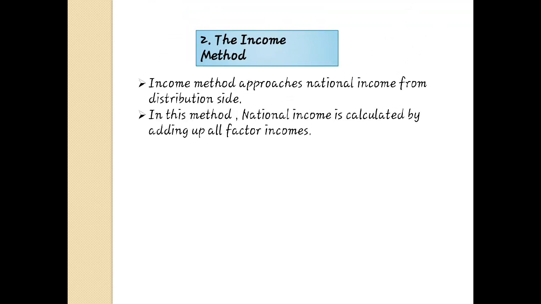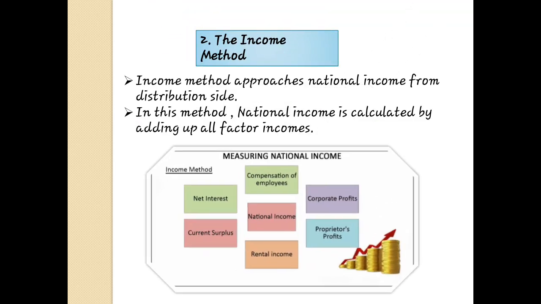Now we see the income method. It is otherwise called the factor earning method. This method approaches national income from the distribution side. Under this method, national income is calculated by adding up all the incomes generated in the course of producing national product.